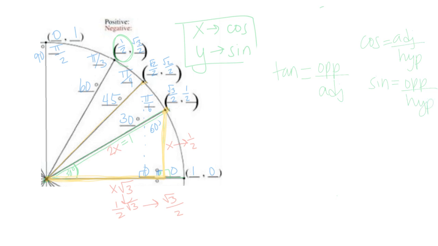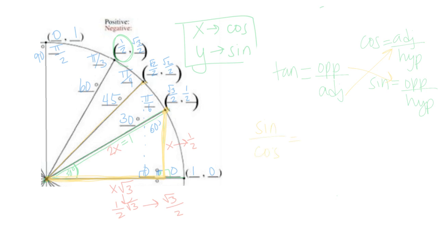Okay? So it seems like there's a way to do something with sine and cosine in order to get tangent, right? Because sine has the opposite, cosine has the adjacent. The only thing tangent doesn't have is the hypotenuse. So what happens if I divide sine by cosine?